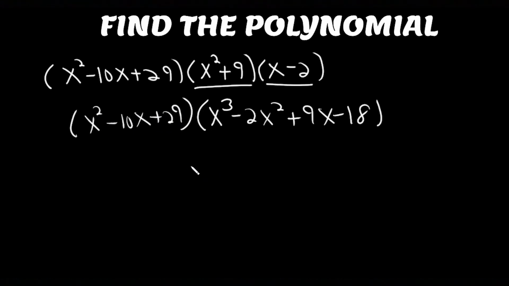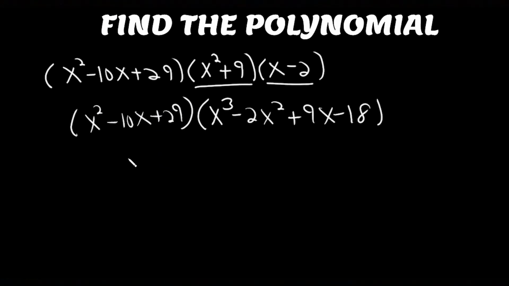Okay, so now we're just going to multiply one more time and then we're done. So I have a trinomial here and I have to multiply it by this other polynomial here that has 4 terms. And that's exactly what I'm going to do. So I'm going to start on this x squared here. I'm going to distribute it into this polynomial, and then I'll do the negative 10x, and then I'll do the positive 29, and then I should be done. Okay, so I'm going to do x squared times x cubed.